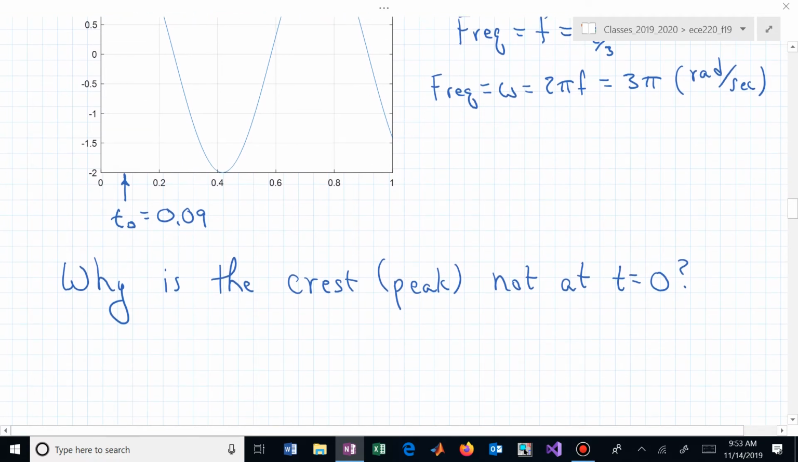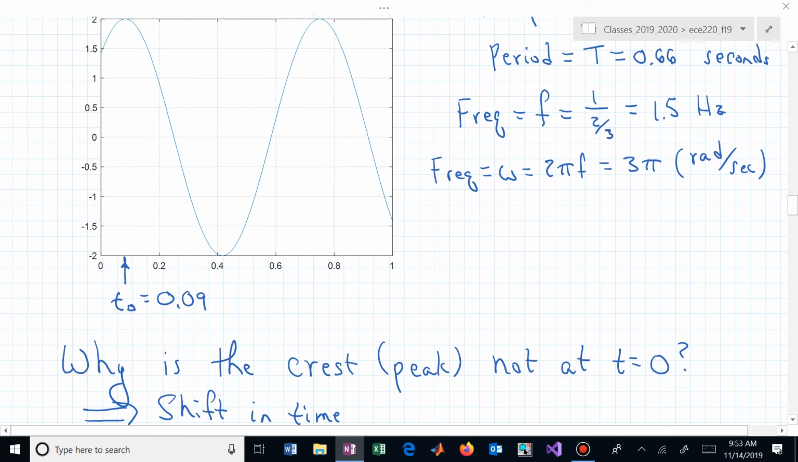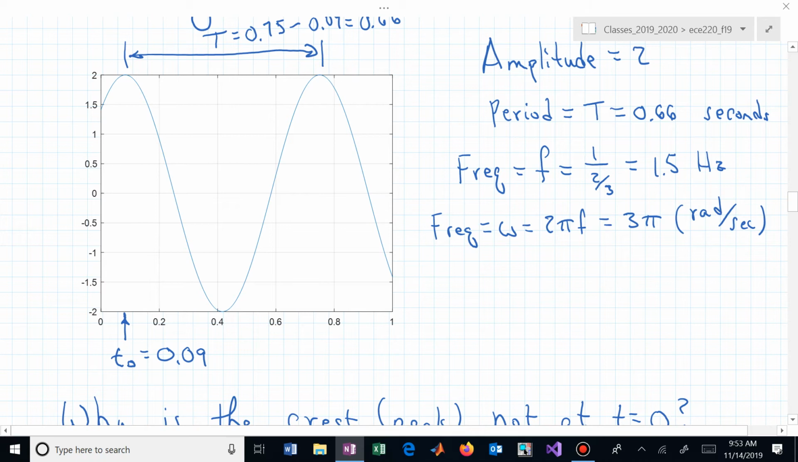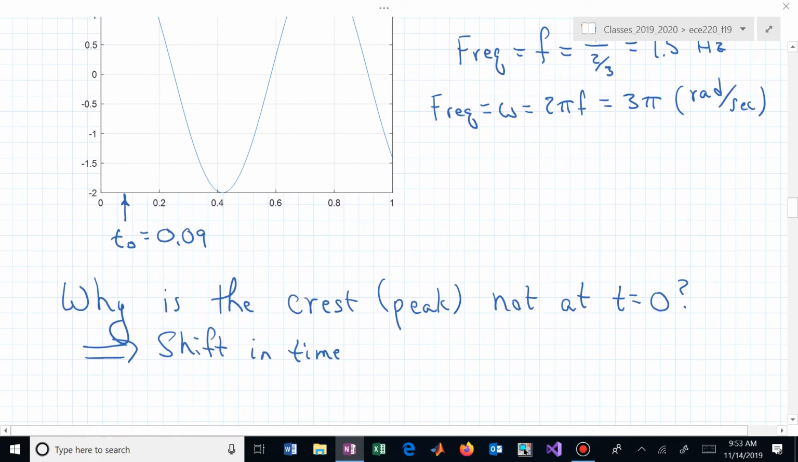And this crest is really just this cosine waveform shifted in time. In fact, instead of that peak being right at 0, now it's delayed 0.09 seconds, that crest. So now this is a shift in time, and it's a delayed cosine.